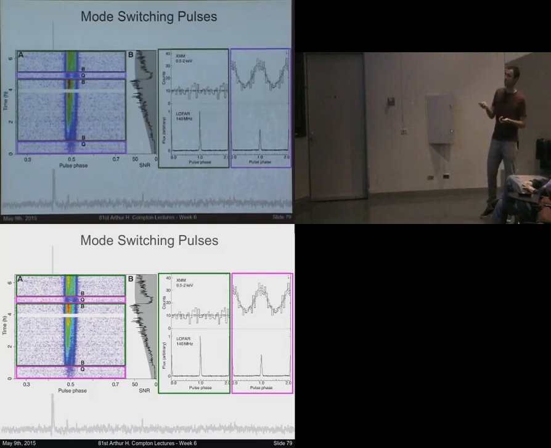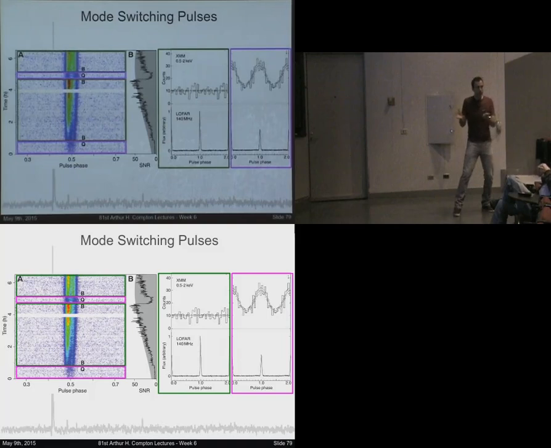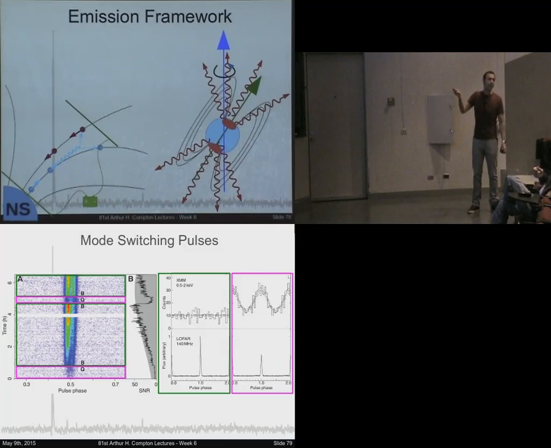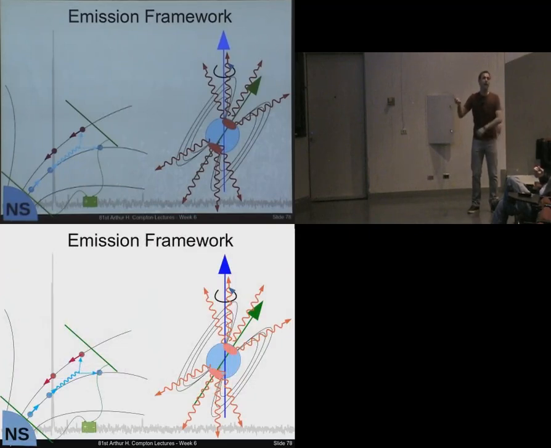In the framework that I've tried to describe, we believe that the radio is coming out of here, and then something happens that changes the radio beam a bit, but diverts current down onto the cap. Because we should see this hot thermal neutron star all the time. If it was always hot, we would see it all the time.